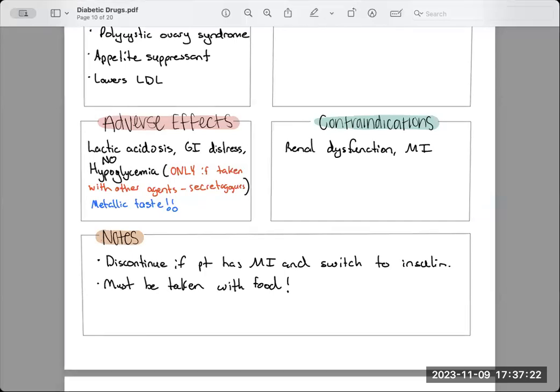But all of these other classes of drugs, like I said, you take them within 30 minutes after giving the medication, but metformin and acarbose, you must give it with food present.